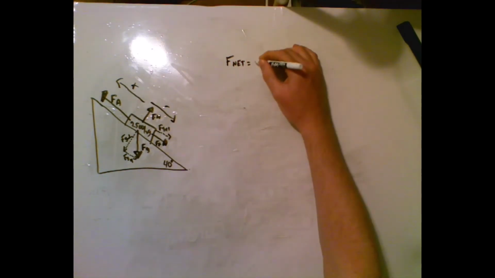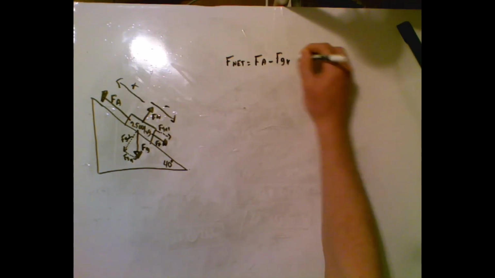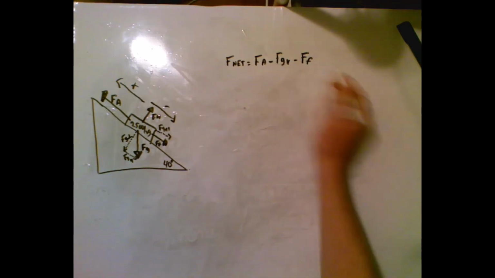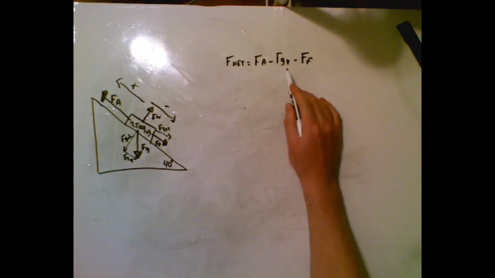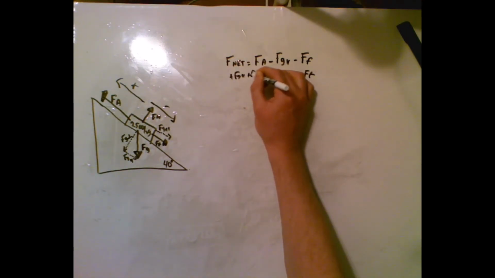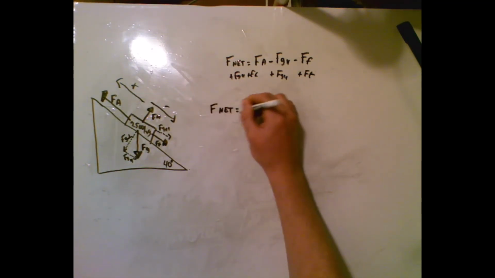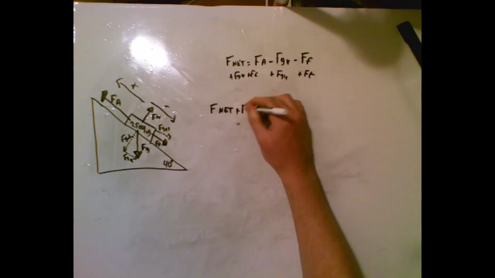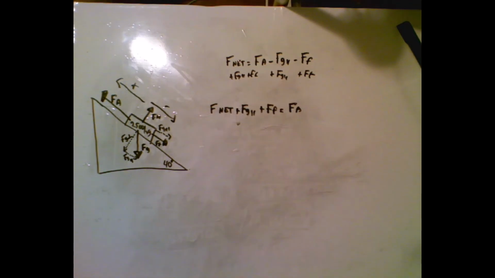So our F net is equal to our force applied minus our force of gravity parallel minus our force of friction. Those are both minus because they're going down. When we set that down, it's negative. So we are trying to find this force applied. So I'm just going to rearrange it like this. I'm going to add a force of gravity parallel and add a force of friction to both sides. So then we end up getting F net plus my force of gravity parallel plus my force of friction is equal to my force applied.